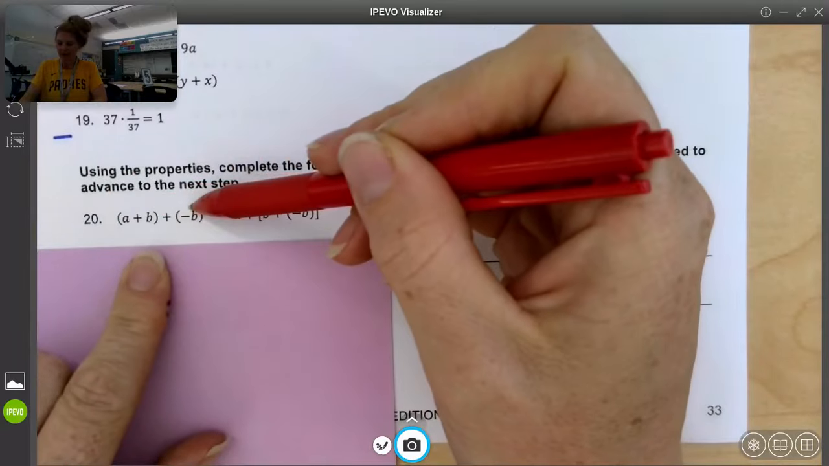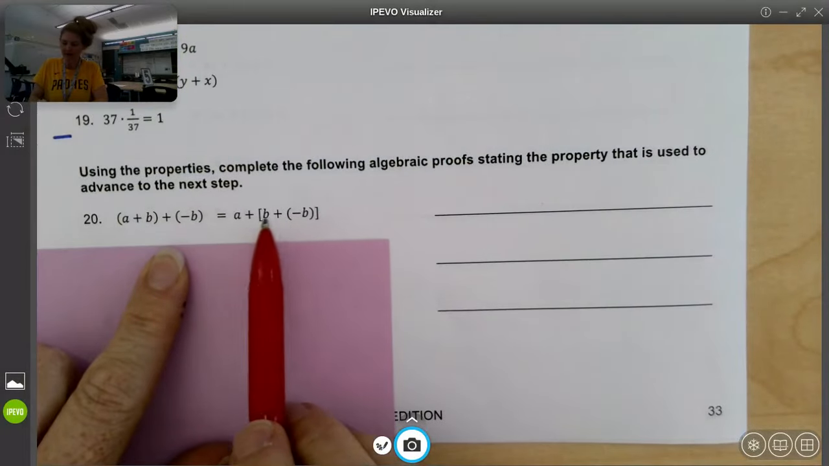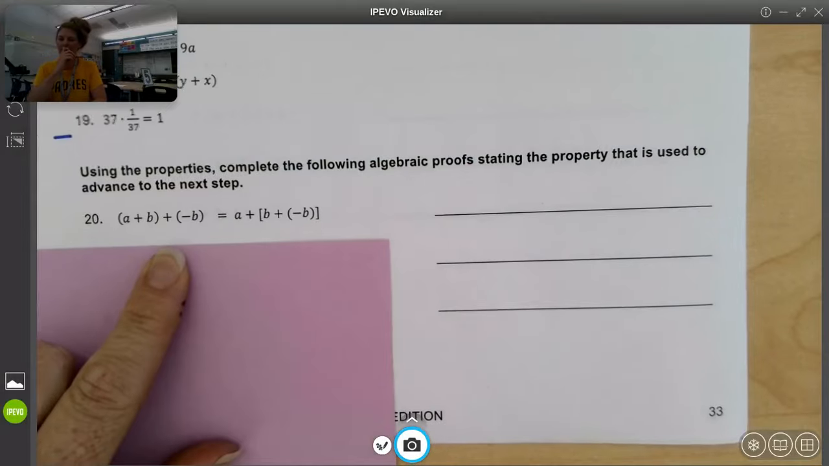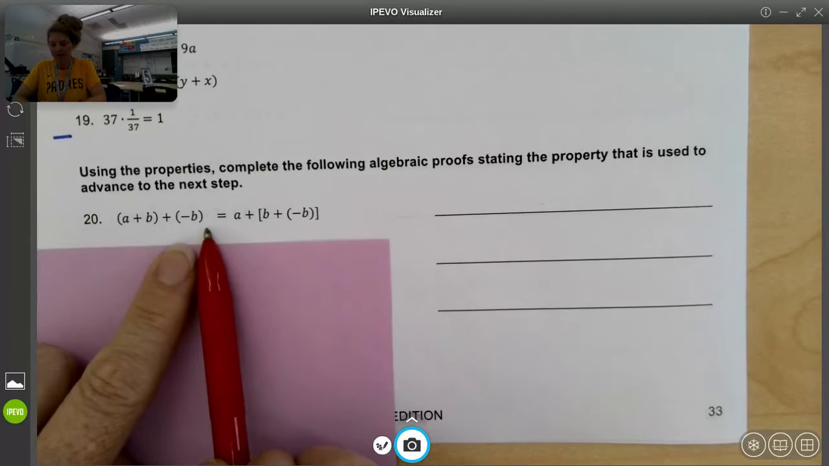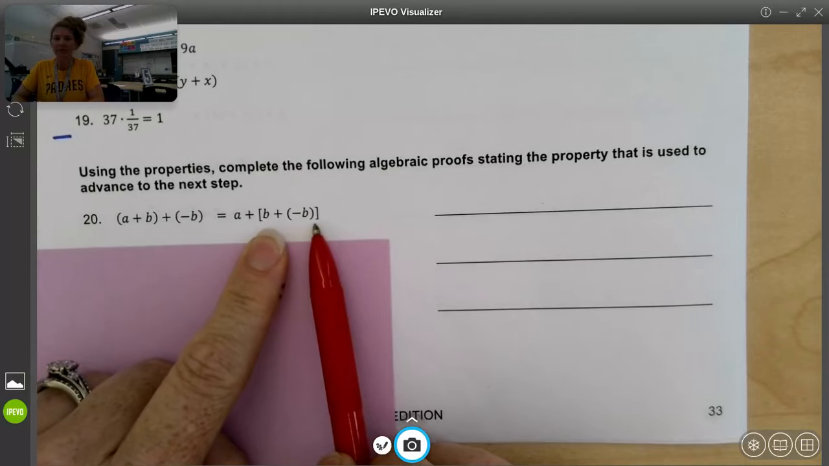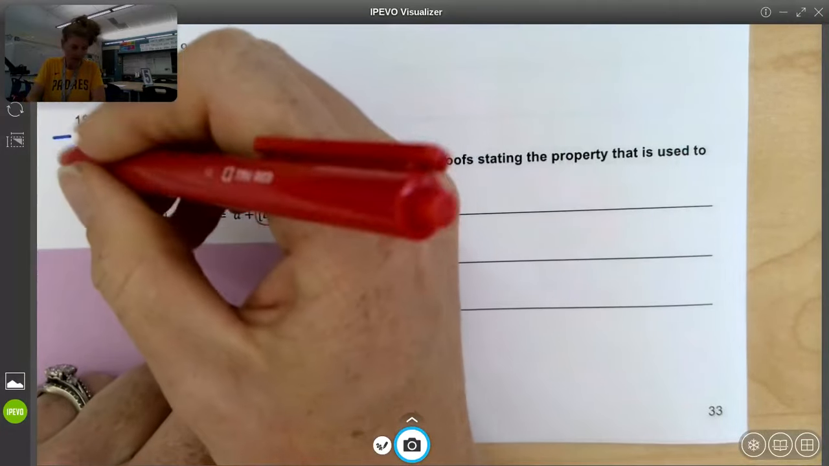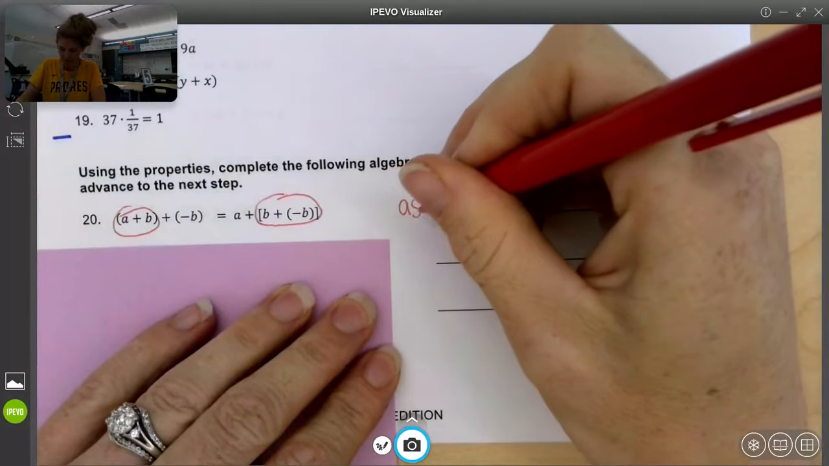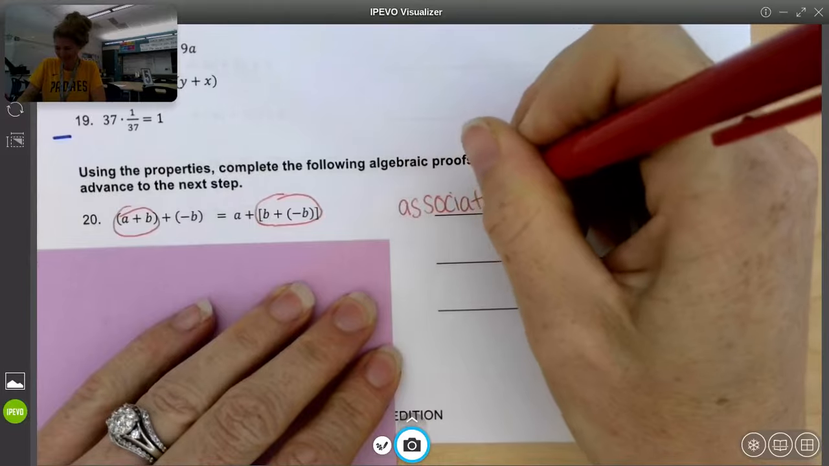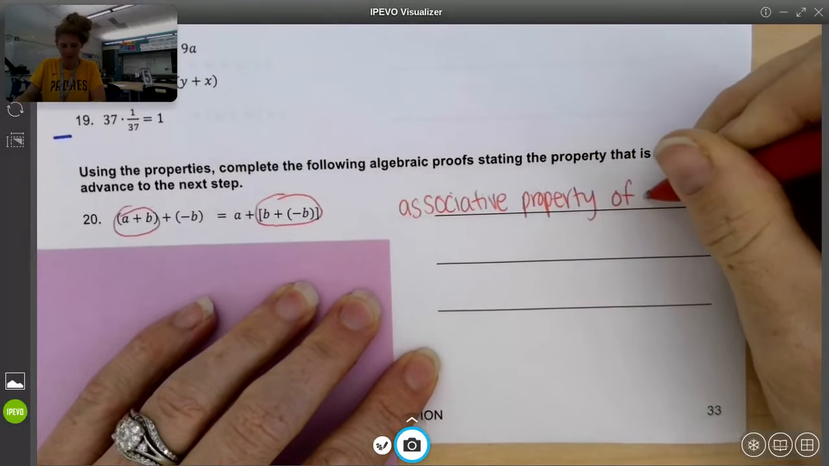We have AB plus negative B and AB plus negative B. And it looks like we added in these grouping. Oh, but there was grouping over here. So before we are adding A plus B first and then adding negative B, and now we're adding B plus negative B first. Oh, so we changed the grouping and we're adding. Associative property of addition.